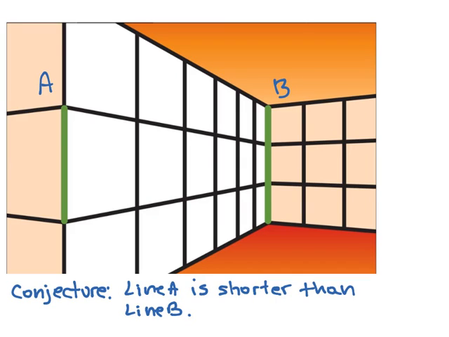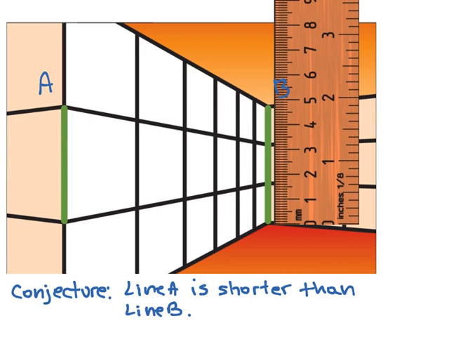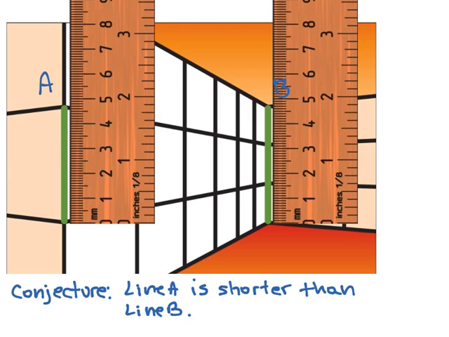Here's the next conjecture. Line A is shorter than line B. Now it's difficult in this picture to perceive that. Sure, B seems to be longer than A, but we won't know until we use a measuring device. So let's use a ruler. Okay, so we're going to measure B. Now let's take a look at line A. Can you see that they actually are the same in measurement? And they are. So that's why this is invalid.